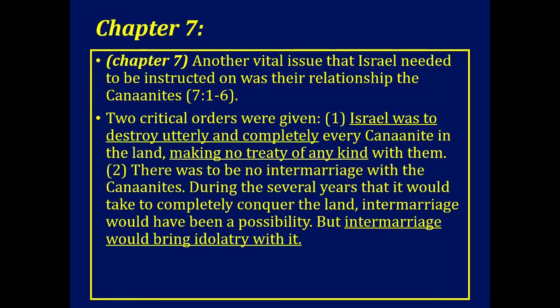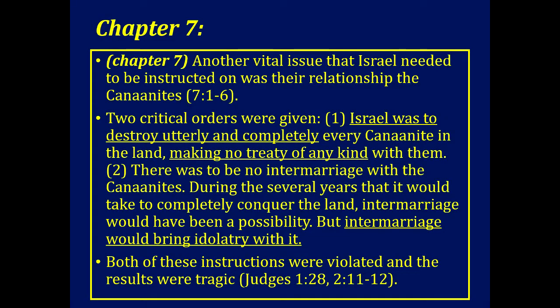Number two, there was to be no intermarriage with the Canaanites during the several years that it would take to completely conquer the land. Intermarriage would have been a possibility, especially because you had this period of delay as they were subduing the rest of the regions. They had established key major battles and they were won and victory was there, but they still had to finish off the conquering of the land. In that time period, there would have been opportunity to intermarry, and Moses says, you are absolutely not to do this. Right? Intermarriage would bring idolatry with it.